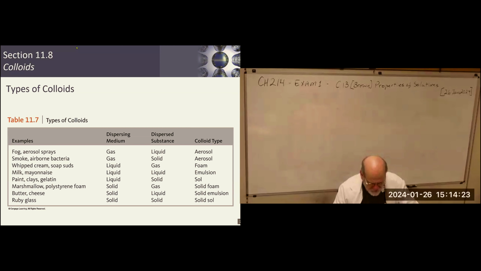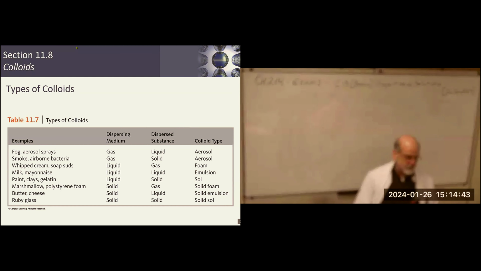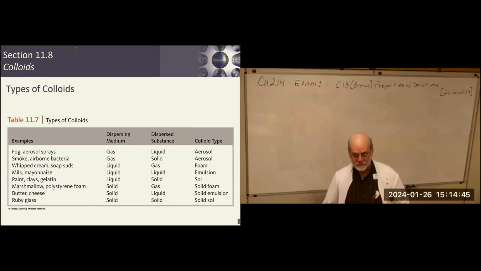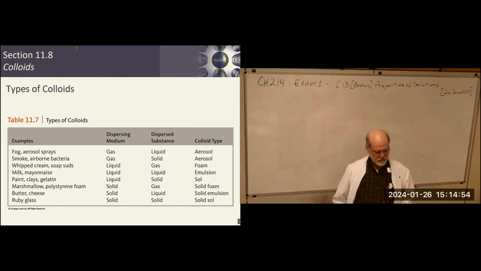Anyway, marshmallows, gas in a solid, the solid foam. Cheese and butter, liquid in a solid, solid emulsion. And the last one, ruby glass, is a solid in a solid. The ruby glass actually has a technological history. That ruby glass was used in the original lasers. I forget the guys who did that first. Well, the company they were working for has faded into history.